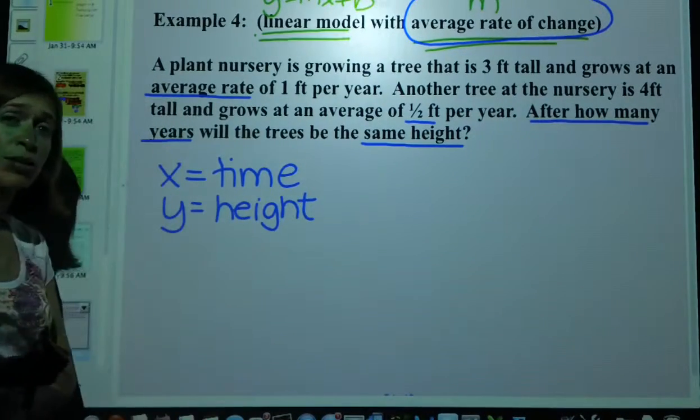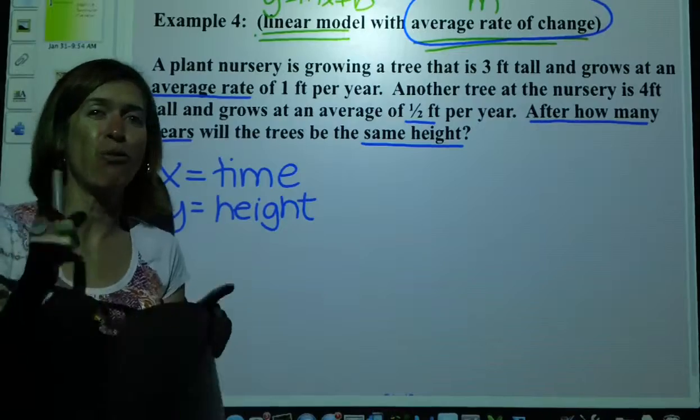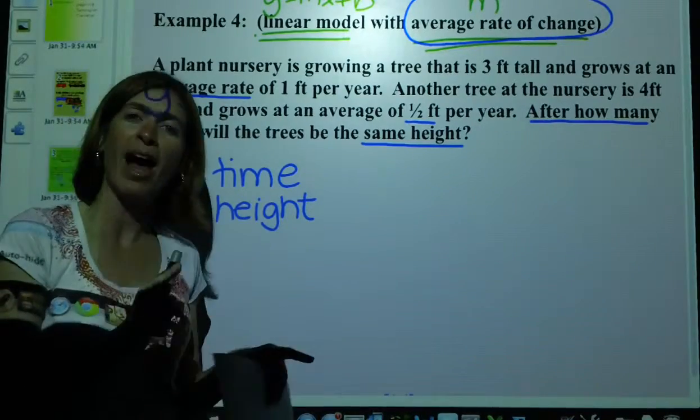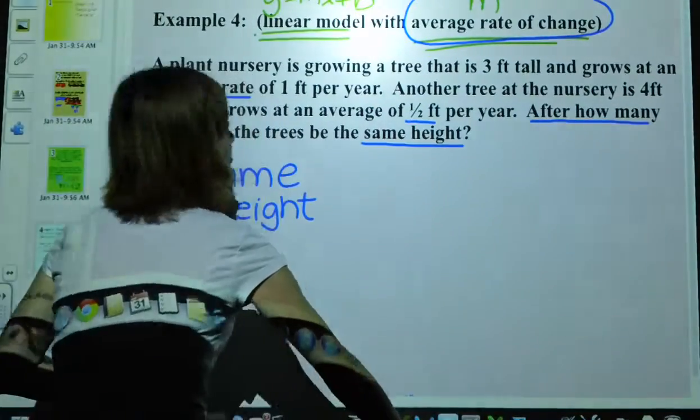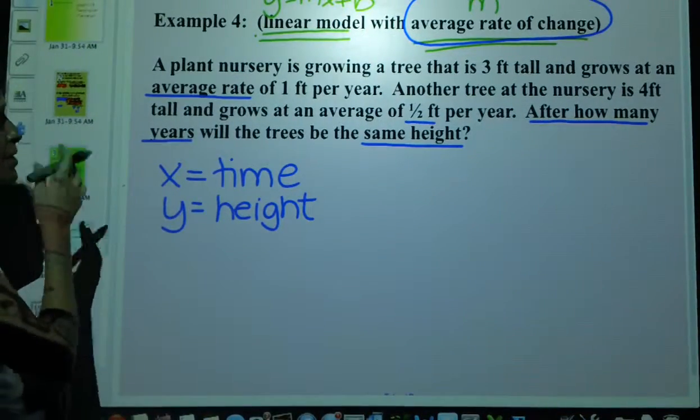Remember, time is always going to be your x. If you're not sure, ask yourself what depends on what, because y always depends on x. All right, then we have to write our equation. Okay, so let's look at the first tree.